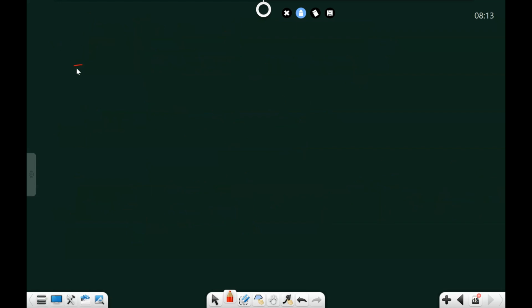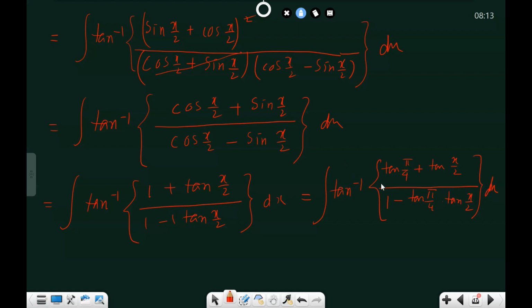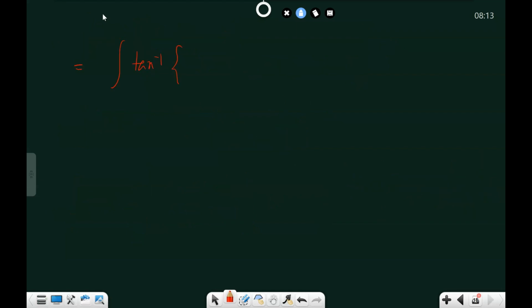So this is equal to integration of, you see here the outer function is tan inverse. So I write here tan inverse. Then the inside term is nothing but, you see here the inside term is in the tan of a plus b form. So I write here tan of a is pi by 4 plus b is x by 2, is it not? And that is dx. And finally it is equal to integration. This inverse can be removed. So you have only pi by 4 plus x by 2 only.